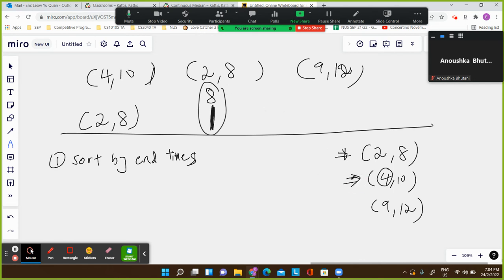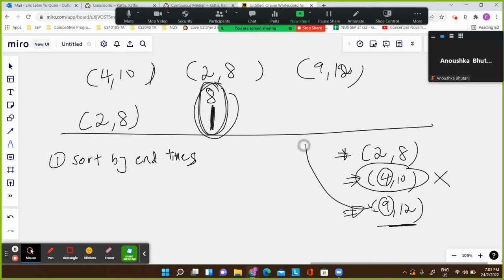The previous end time is 8. When I go to the next interval 4 10, it overlaps with the previous end time, which means it cannot be chosen. Therefore, this one will be rejected. Notice I still keep the previous end time as 8. Next I go to the next interval, and this one obviously doesn't overlap because its start value is larger than the previous end time.